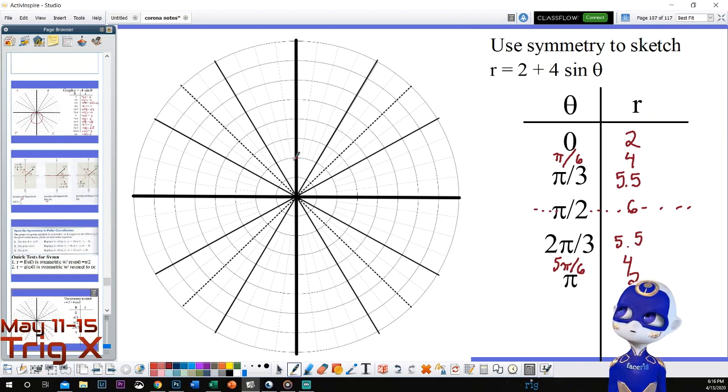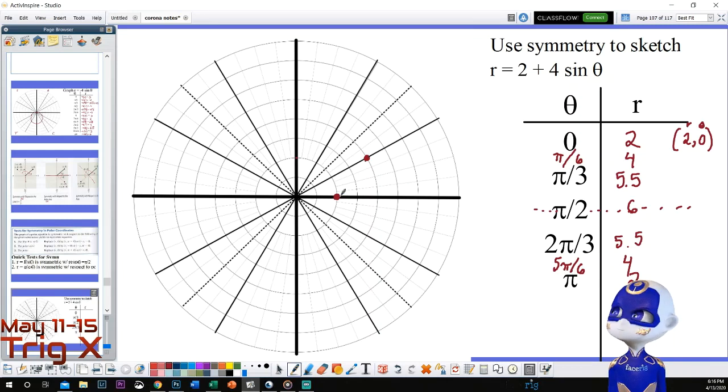That's in the XY realm. Remember, this is really the point 2, 0, because we always put r first and then theta. So this is really the point 2, 0 here. So I'm going to go across to a radius of 2. I'm going to go to the angle 0, which is right there. Next I've got pi over 6 and 4. So pi over 6 is 1, 2, 3, and 4.